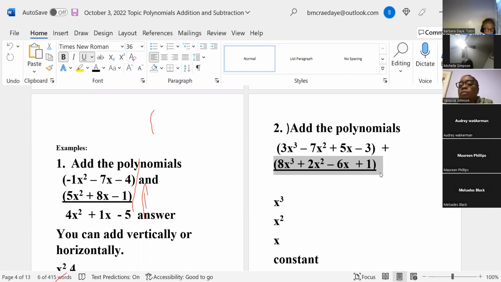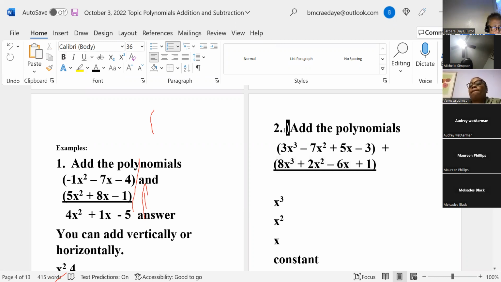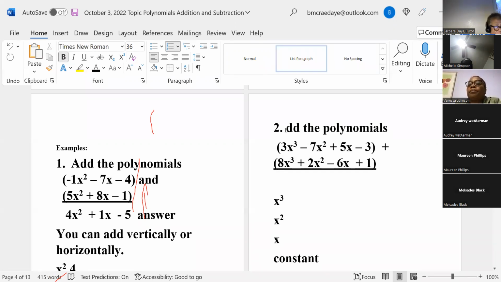I ain't seeing it though. What is wrong, Audrey? I don't know, something right here. Because I ain't seeing the question that you just gave me. I don't know, something wrong with the screen. You don't see number 2? It's on the other side, Audrey. Something like wrong with me. I don't know. Let's see.